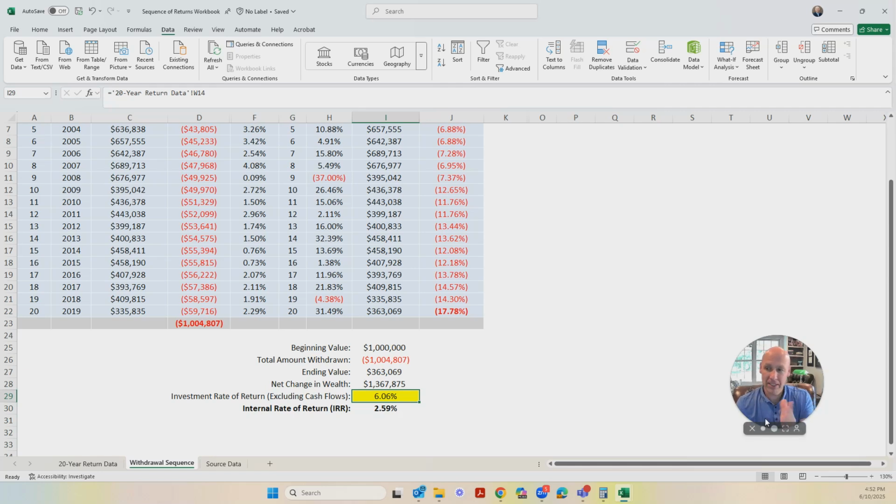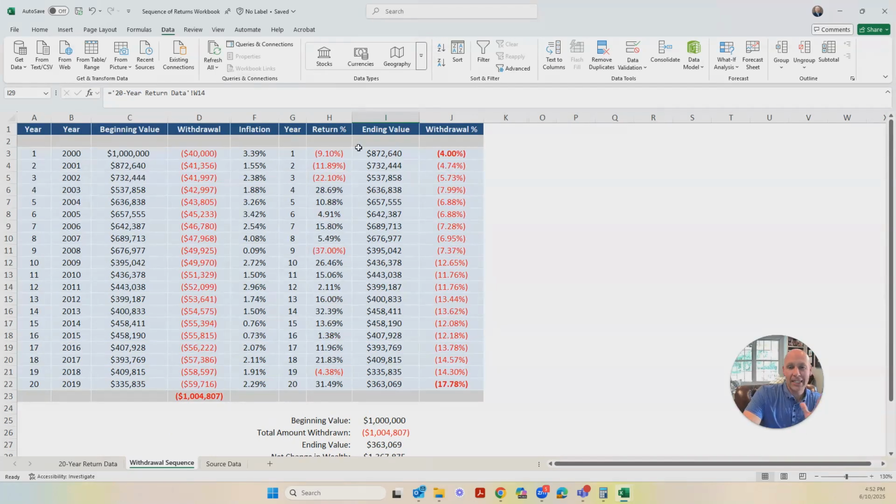2.59%. Now, here's something that's pretty cool about sequence of returns. What if instead of earning this -9, -12, -22, 28.69, and so on, we earn those same returns, but in reverse order? What if we started with 31.49, -4, 21, 12, and we ended with -22, -12, -9? In this Excel worksheet, we can actually do that.